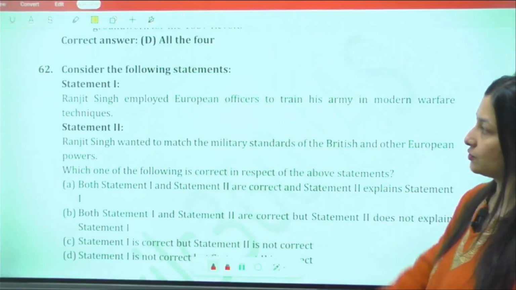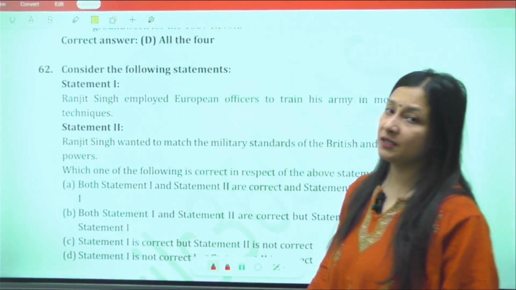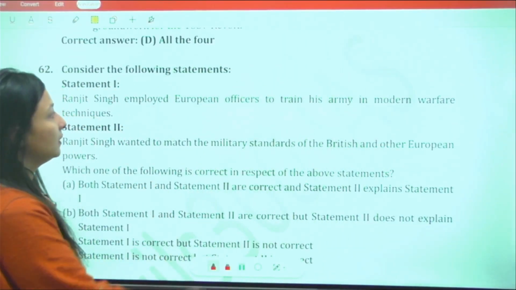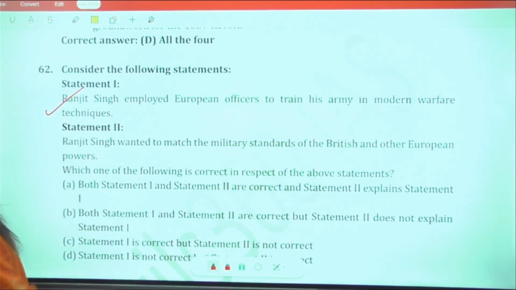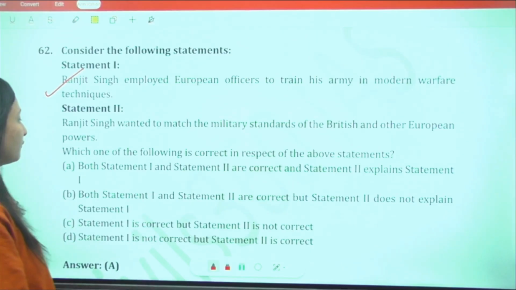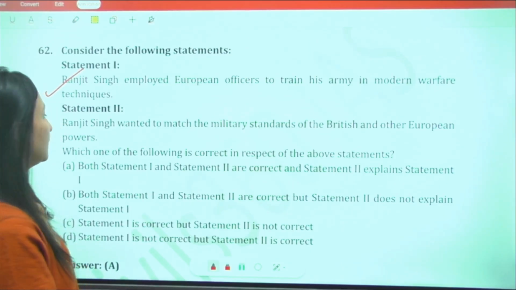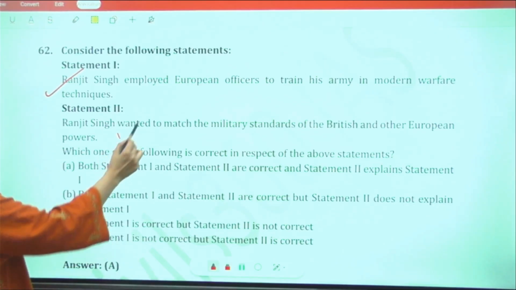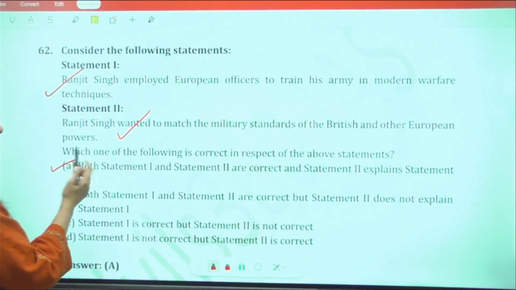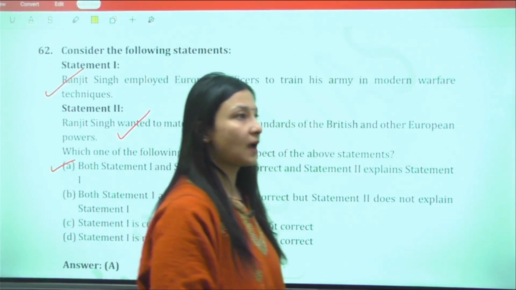Now, another question over here is Ranjit Singh of Punjab, he had employed European officers to train his army in modern warfare techniques. Definitely yes. He wanted to match the military standards of the British and the Europeans over here. Definitely both the statements are absolutely right.